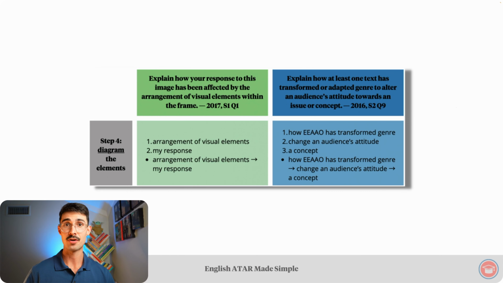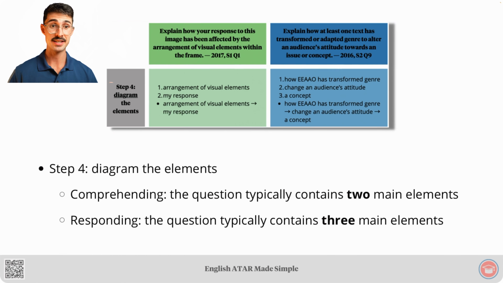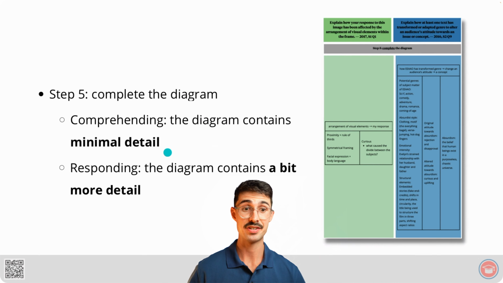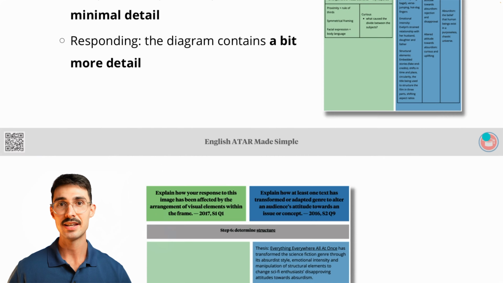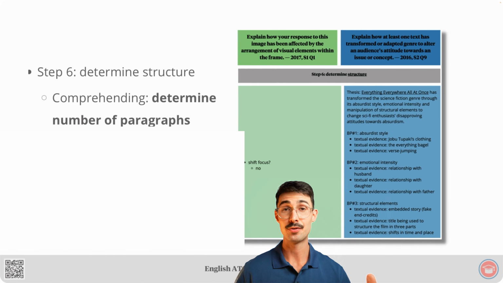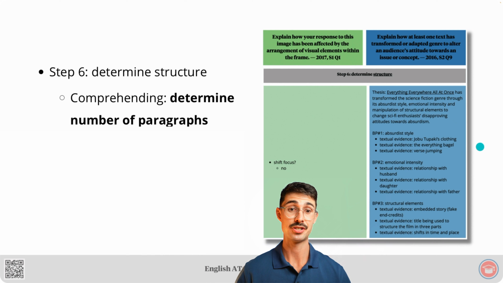Here's step 4 from the example table, and we can see that step 4 for the comprehending section, there are 2 elements. Once again, for the responding section, there are 3 elements. This is step 5 from the table. For the comprehending section, there is minimal detail in the table, whereas for the responding section, as we can see, there's a bit more detail. Finally, here is step number 6 for the example table. As we can see, for the comprehending section, we just need to determine the number of paragraphs, and we do that by asking ourselves, does my response shift focus?